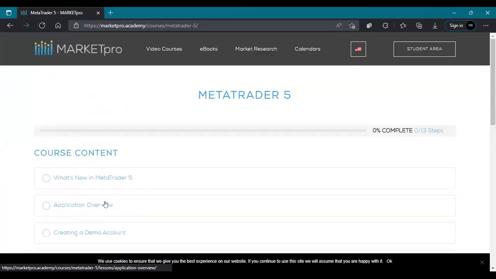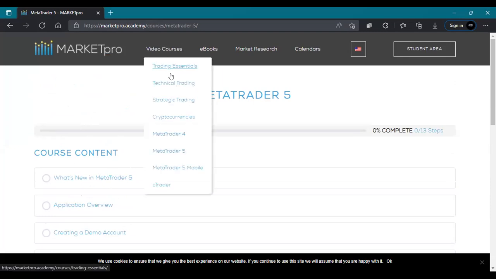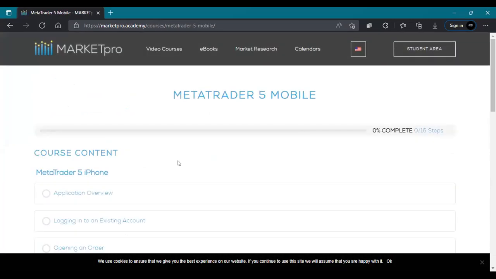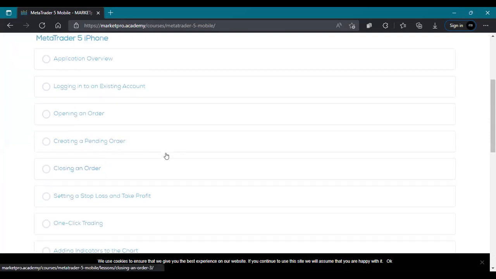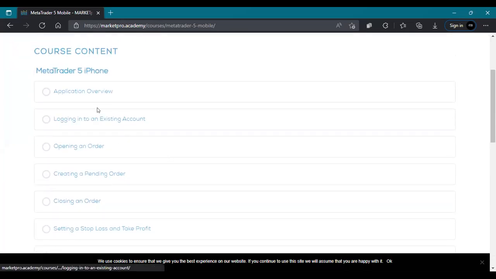So if you're using MT5 on your laptop or your PC, this is the best place to come. If you're equally using the app on your mobile, you come to MT5 mobile or MT4 mobile. It's the same thing, MT5, MT4. They're actually similar. So if you're using your phone to trade MetaTrader, the application overview is here.